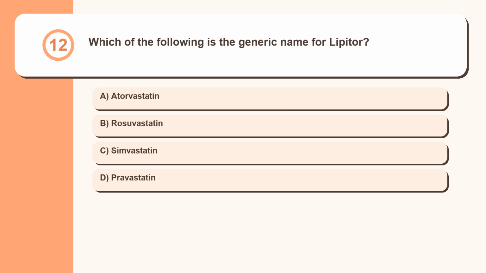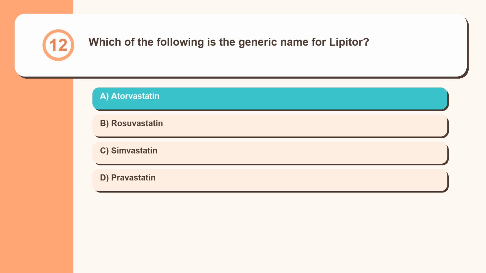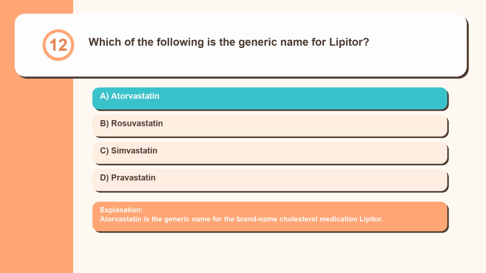Question 12. Which of the following is the generic name for Lipitor? Atorvastatin, rosuvastatin, simvastatin, pravastatin. Atorvastatin is the generic name for the brand name cholesterol medication Lipitor.